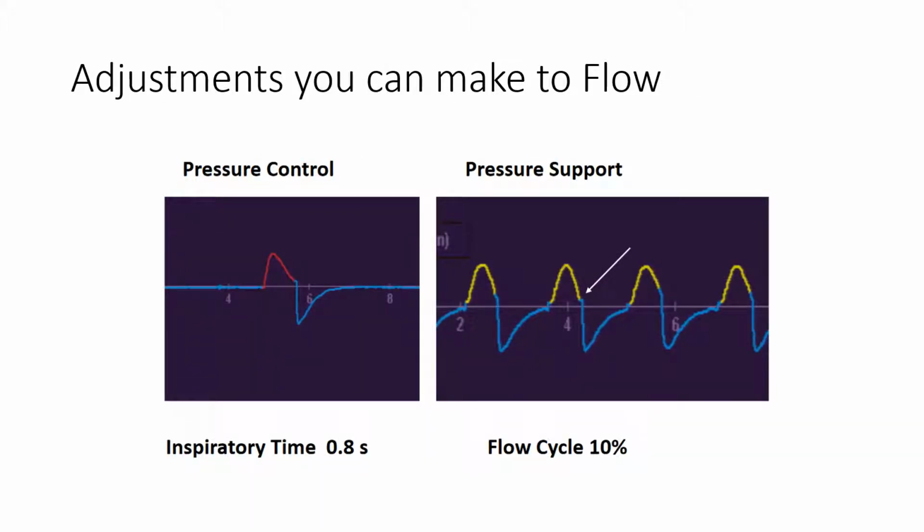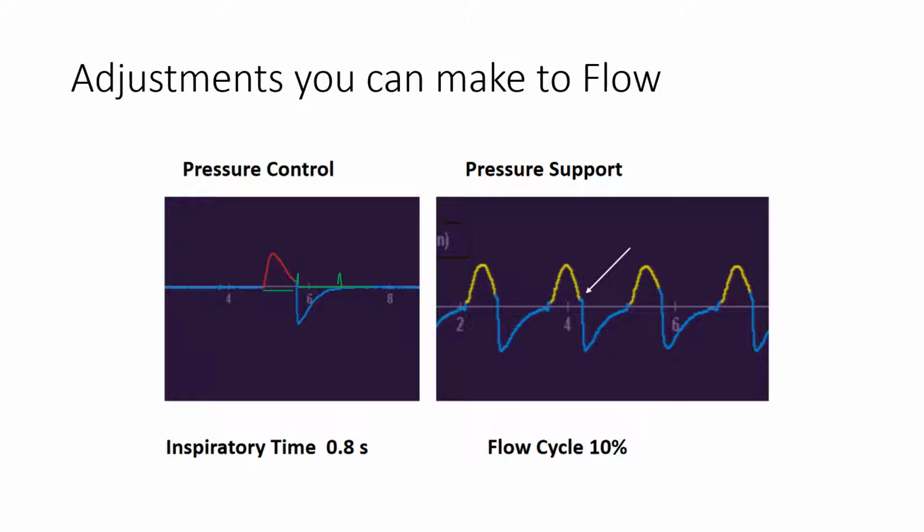Some adjustments you can make to flow. This depends on your ventilator, but you should be able to change your I time. Here we have a 0.8 second I time. So your inspiratory time, if you would measure from here to here, should be double your expiratory time from there to there. So you have a 1 to 2 ratio, an IE of 1 to 2.